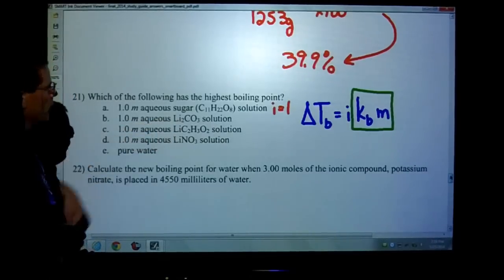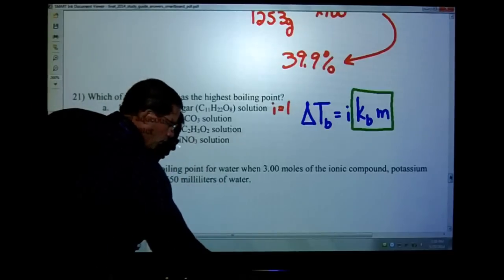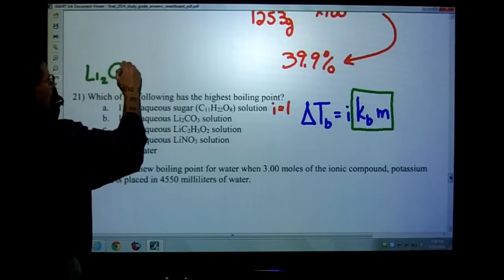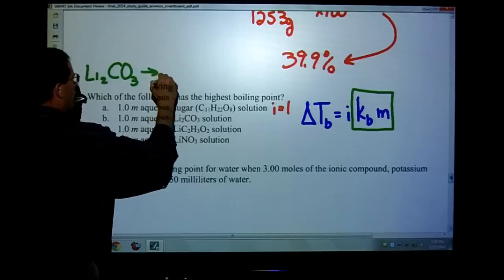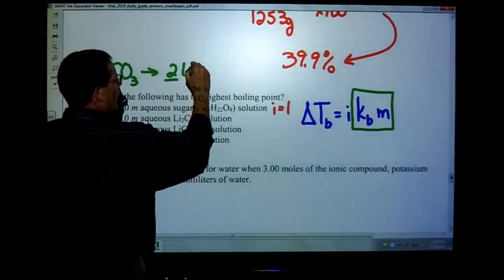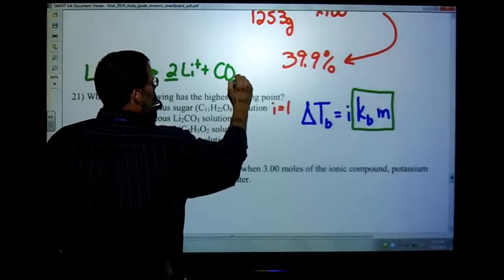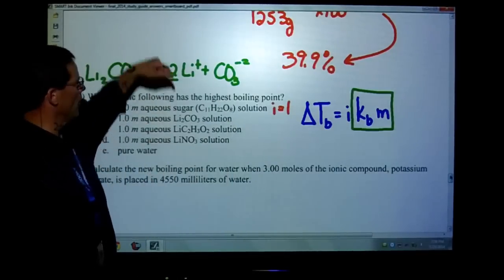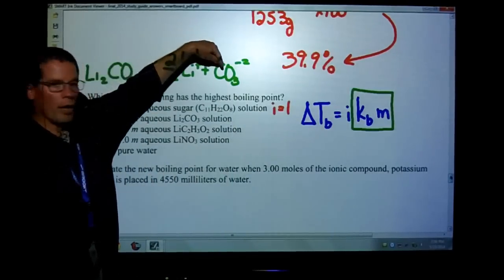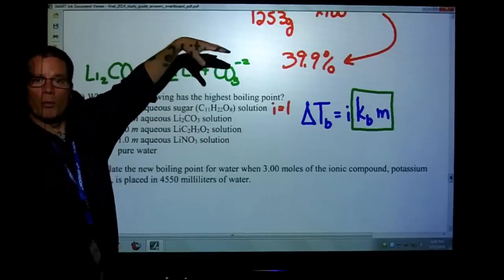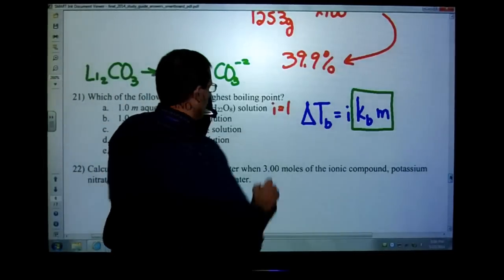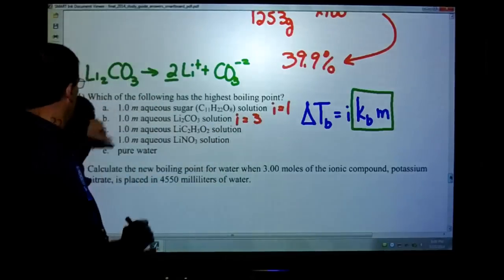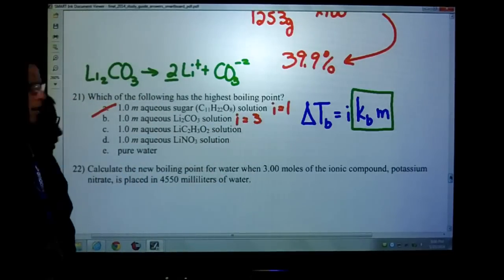Looking at this one, the lithium carbonate. So I'm actually going to draw up here lithium carbonate. If that breaks apart, we're going to form 2 lithium ions and a carbonate ion. So what's my i value for lithium carbonate? I have 2 lithiums plus 1 carbonate, so 2 plus 1 is 3. So in this case, my i value is equal to 3. Well, that takes this one out of contention, so A's out.